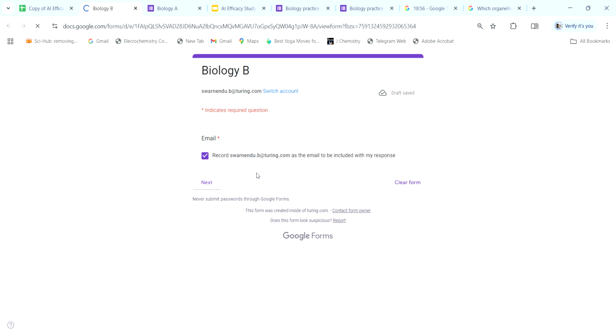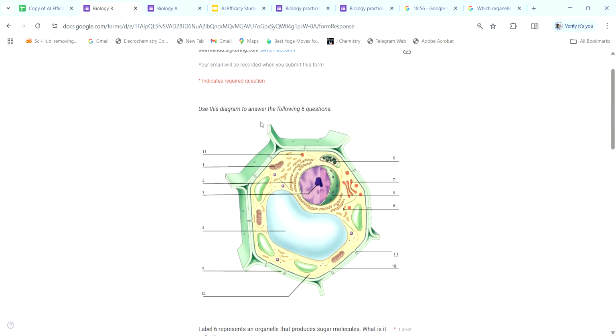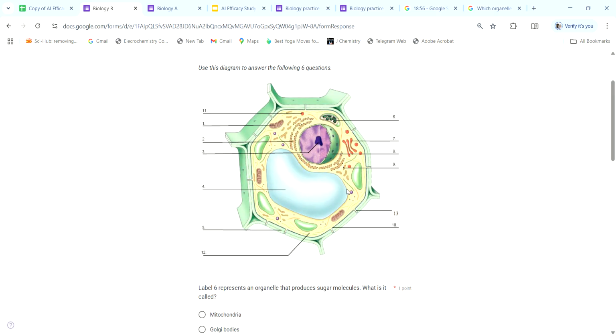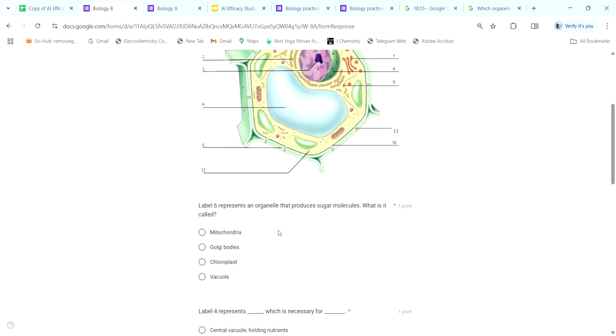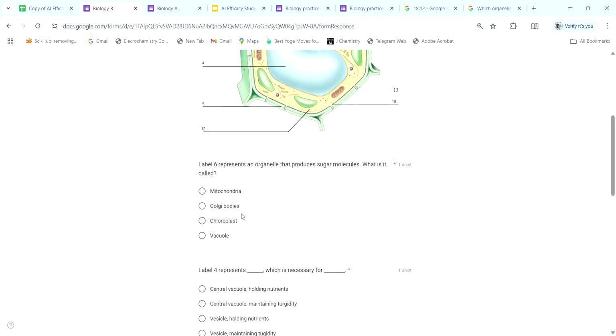Okay, this is again cell structure. Use this diagram to answer the following 6 questions. It is labeled 1 to 13. First question: label 6 represents an organelle that produces sugar. What is this? Label 6 means this portion. Mitochondria, Golgi bodies, chloroplast, vacuole that produces sugar molecule.